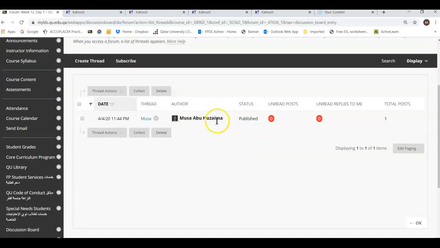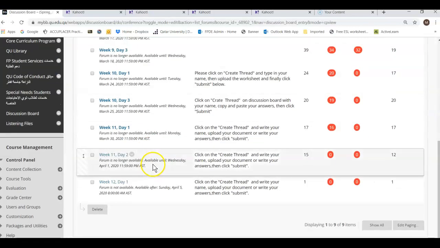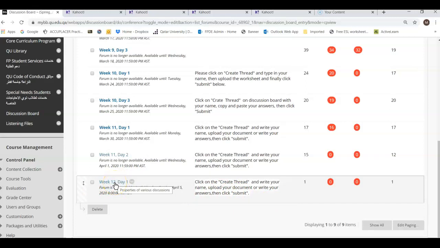Okay, remember you can do this by midnight, not after. Okay, by midnight, 11:59. After 11:59, this will disappear. So make sure you do it before midnight. I will not accept submissions by email.